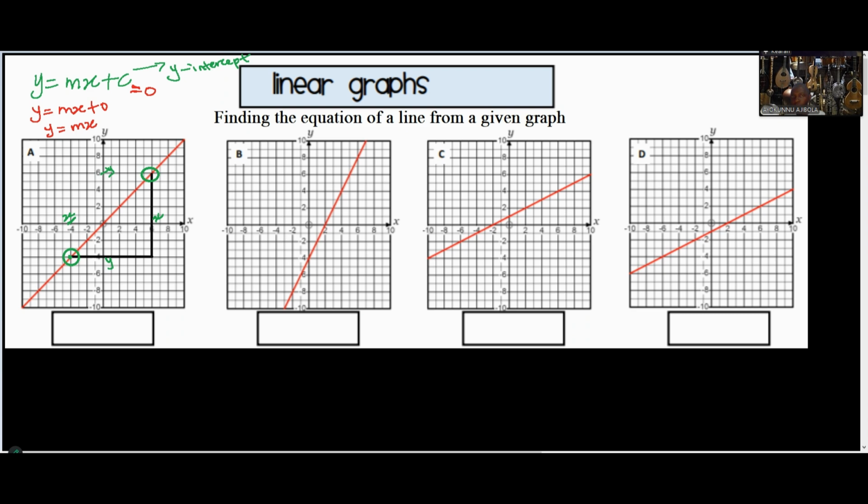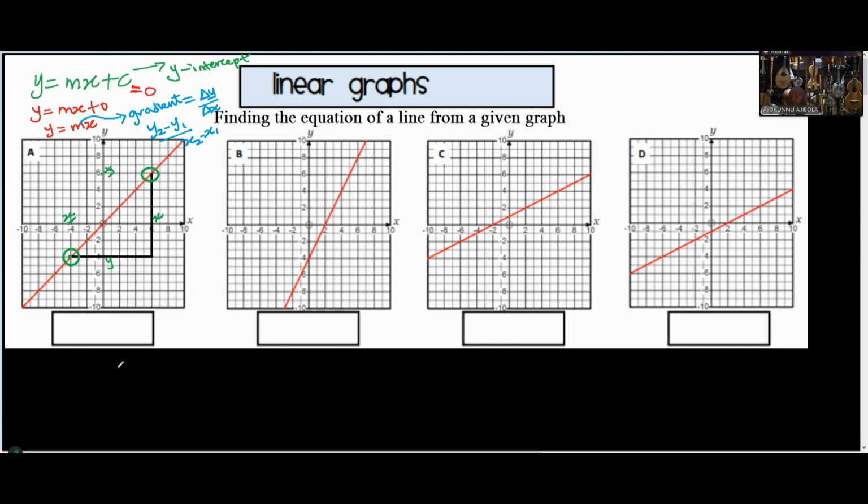But the next thing is to find our m. M is the gradient. And how do we get the gradient? We get the gradient by finding the change in y values over the change in x, okay? Change in y values divided by change in x. And the change in y means y2 minus y1 over x2 minus x1. Are you taking note of that?